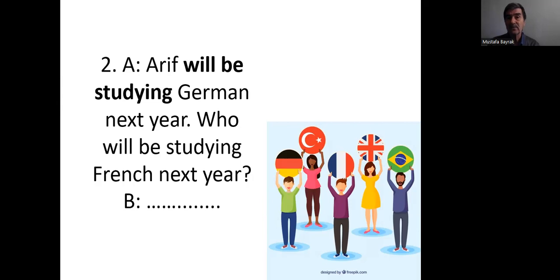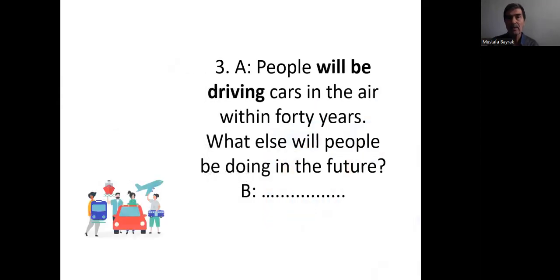Melissa will be studying French next year. You can expand, increase your sentences. 3. People will be driving cars in the air within 40 years in the future. People will be driving cars in the air within 40 years. What else will people be doing in the future?